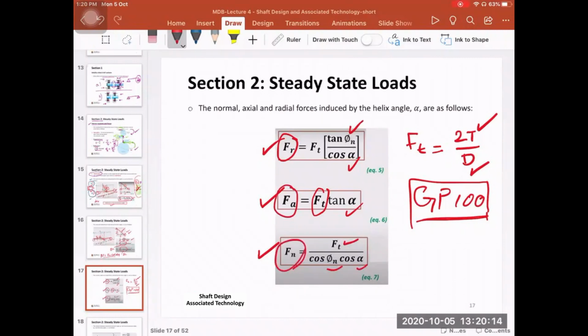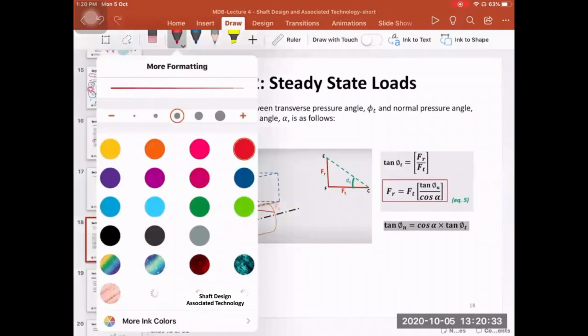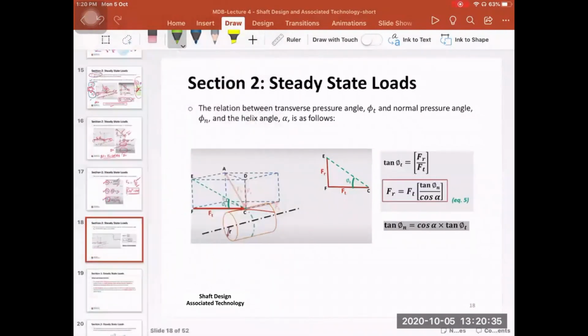Okay. So the last thing here, if we consider this section here, if we consider this triangle, this is the EFC. This is in the transverse plane, sorry, not the normal plane.